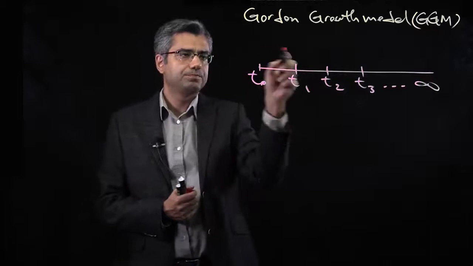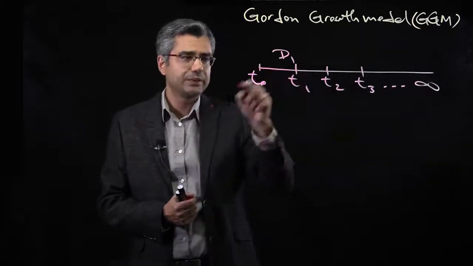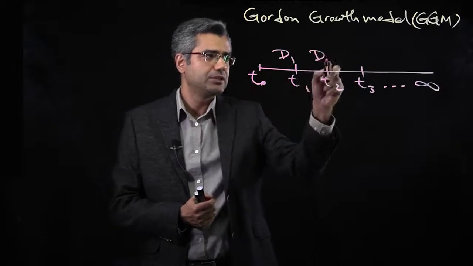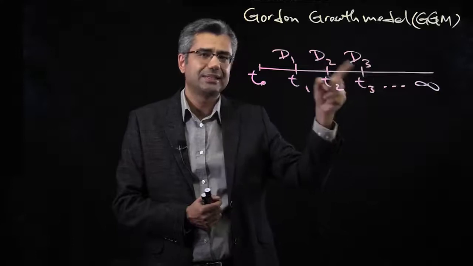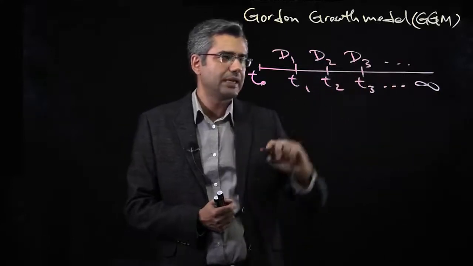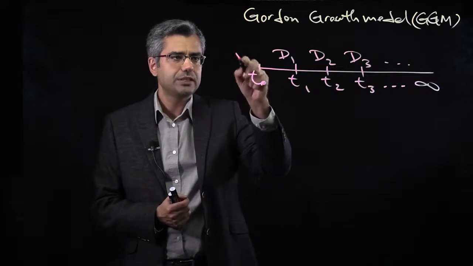So this is D1, next year's dividend, or the next dividend. This is D2, the dividend that will be paid at the end of year 2, then the dividend that will be paid at the end of year 3, and so on. And here we have D0.